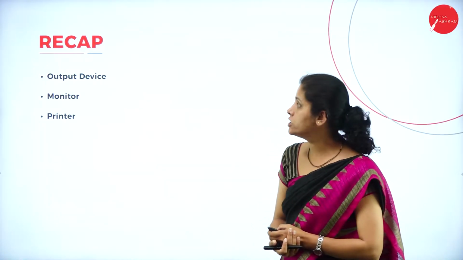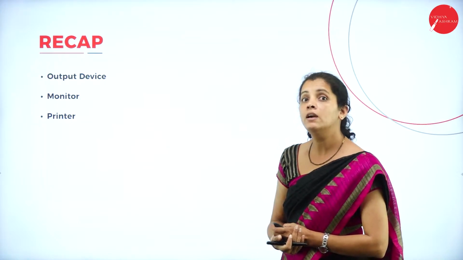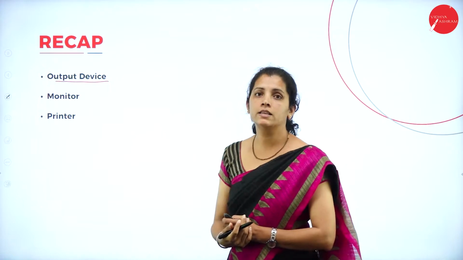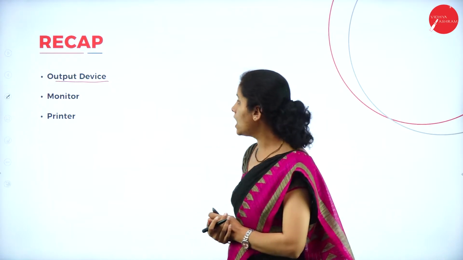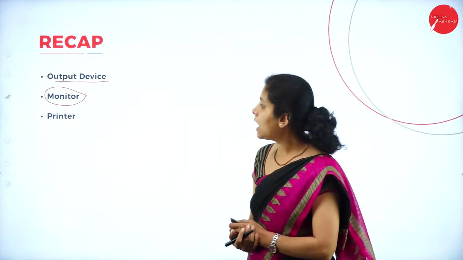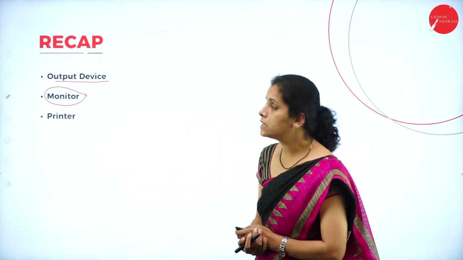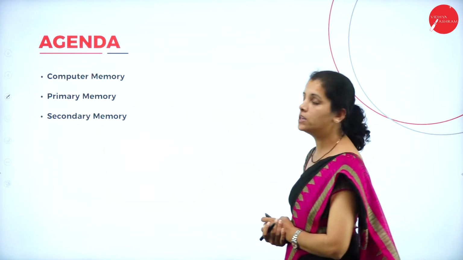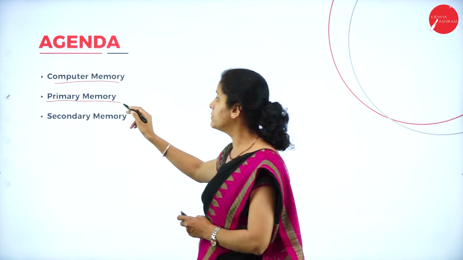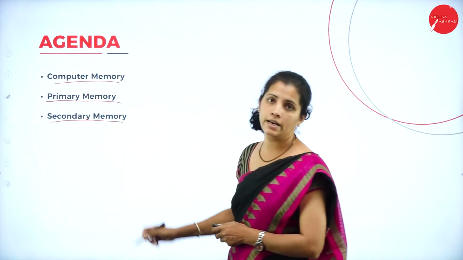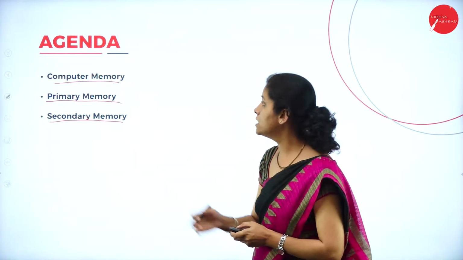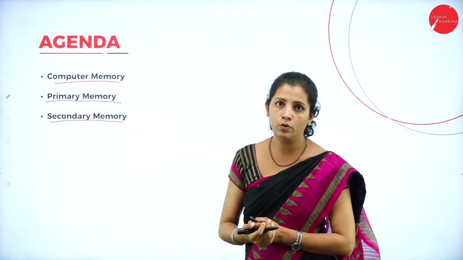So dear student, in my last session, I started with output devices, that is, what an output device is. Along with that, I discussed monitor as well as printer. But in today's session, I'm going to deal with computer memory. In that, I'm going to deal with primary memory as well as secondary memory. Anyway, dear student, let's see what computer memory is.